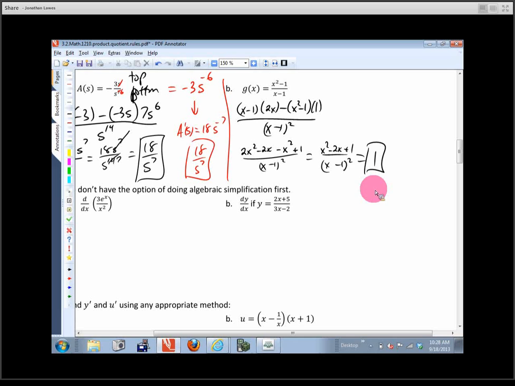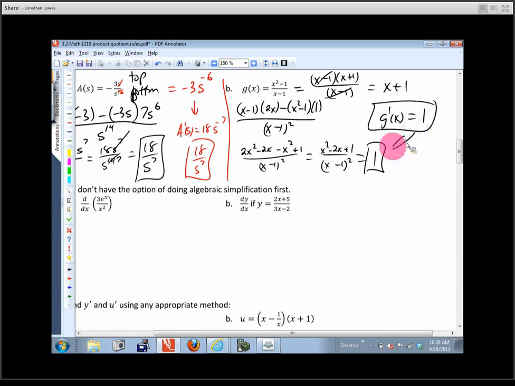Okay. After all of that, the derivative of this is 1. What if we did this? What if we algebraically simplified first? x minus 1, x minus 1, or sorry, x plus 1, okay? Cancel this off. This is the same as x plus 1. Now let's find the derivative. G prime of x would be 1, just like it was here. A lot easier doing this method.